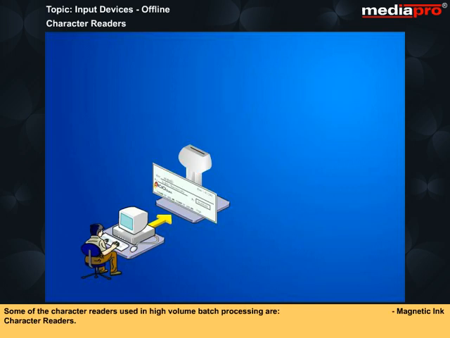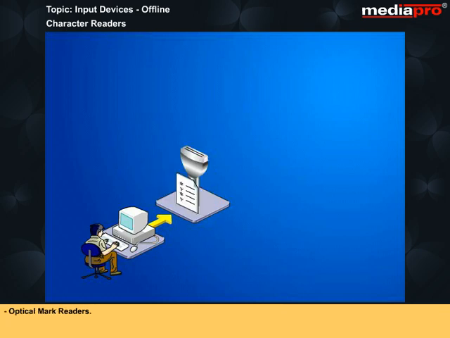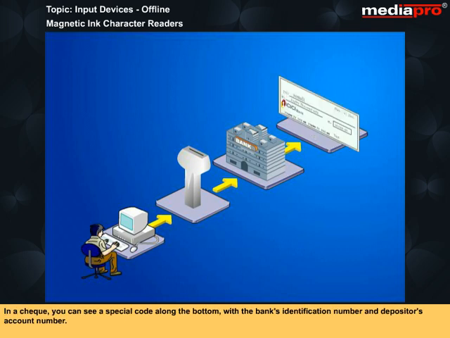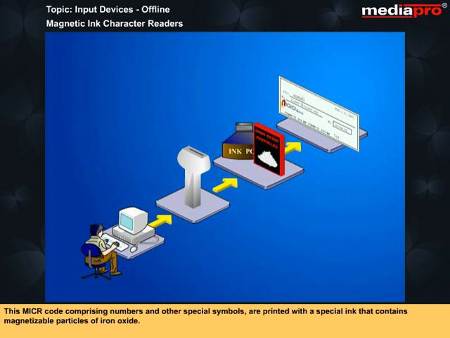Some of the character readers used in high volume batch processing are magnetic ink character readers, optical mark readers, and optical character readers. Magnetic ink character recognition, or MICR, is widely used by banks to process the large volumes of checks handled each day. In a check, you can see a special code along the bottom with the bank's identification number and depositor's account number. This MICR code, comprising numbers and other special symbols, is printed with a special ink that contains magnetizable particles of iron oxide.